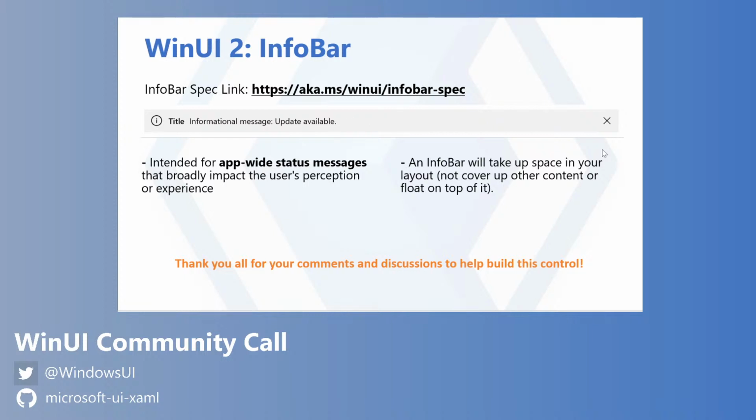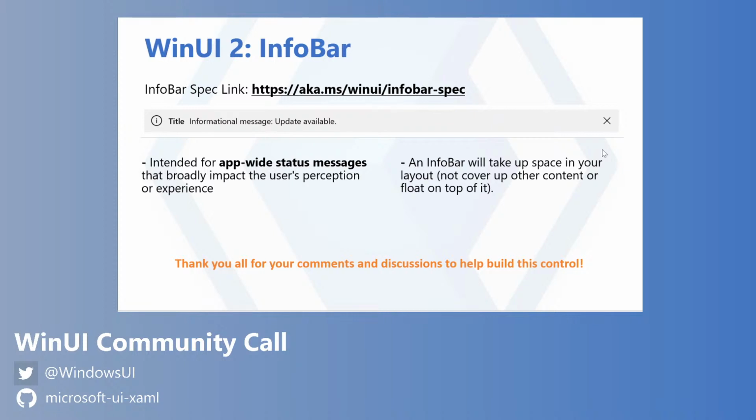So the info bar control is for displaying app-wide status messages to users in a highly visible yet unobtrusive way. We recommend you use an info bar to display messages like internet disconnected, your subscription is about to expire, and update available. There are built-in severity levels to easily indicate the type of message shown, as well as the option to include your own call to action or hyperlink button.